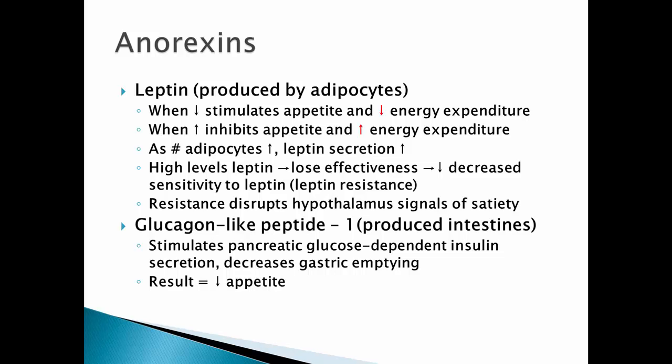The second anorexin, again, that decreases appetite and increases metabolism, is glucagon-like peptide 1. This is actually produced by the intestines. What GLP-1 does is stimulate pancreatic glucose-dependent insulin secretion and decrease gastric emptying. So what would happen? Increased satiety. The result then would be decreased appetite because of the influence of GLP-1 being produced by the intestines. And if you decrease the appetite, it functions as an anorexant.